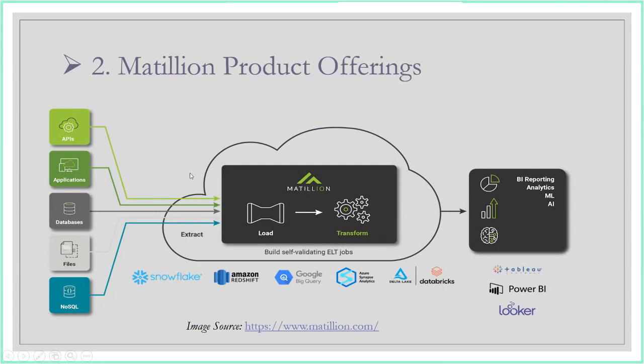If you see here, Matillion supports Snowflake, Redshift, Google BigQuery, Azure, Delta Lake, and Databricks. So these are the different Matillion products. For Snowflake, it has Matillion for Snowflake. For Redshift, it has Matillion for Redshift. For Google BigQuery, it has Matillion for Google BigQuery, and similarly Matillion for Azure, Matillion for Delta Lake, and Databricks.